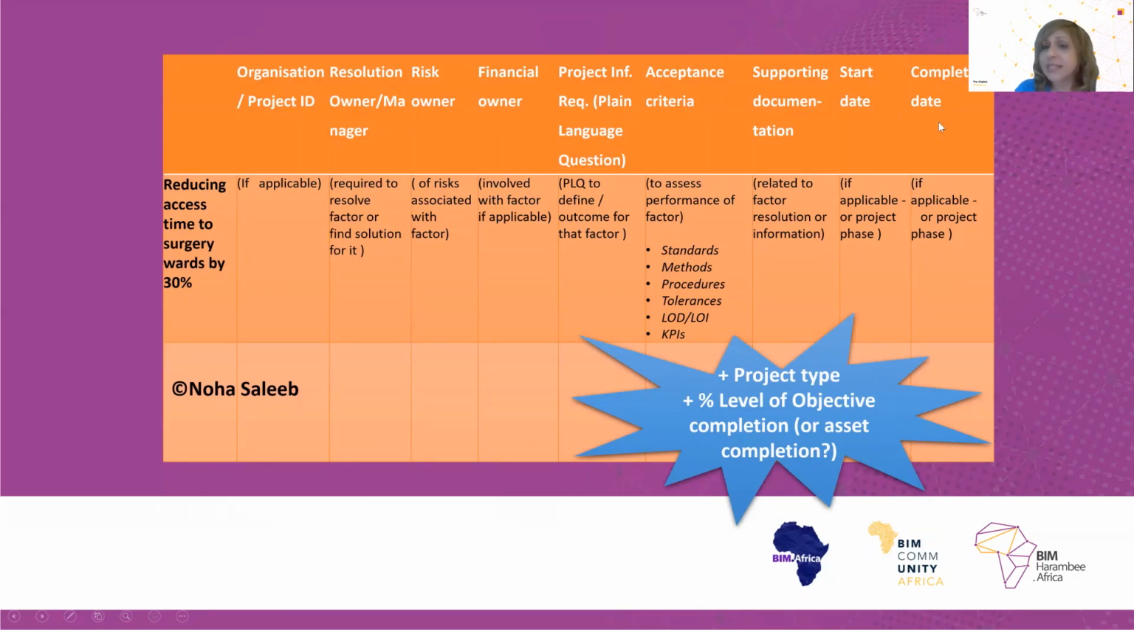Is there a start and end date? That goes basically to how long this OIR is active for. So if this OIR goes hand in hand with the strategy plan of the organization, which is, let's say, a 5-year plan, maybe the start date could be the beginning of those 5 years and the completion date the end of those 5 years.